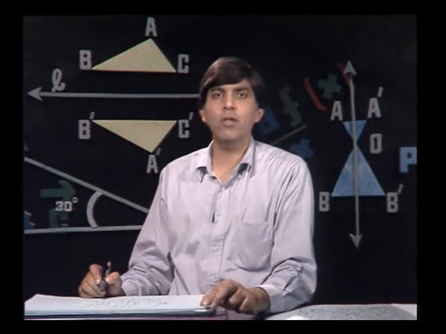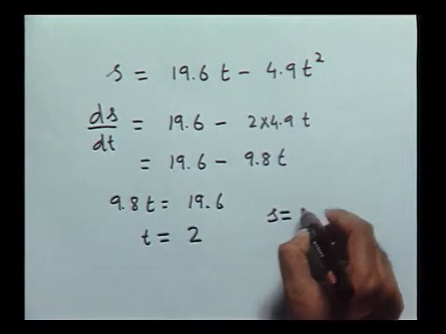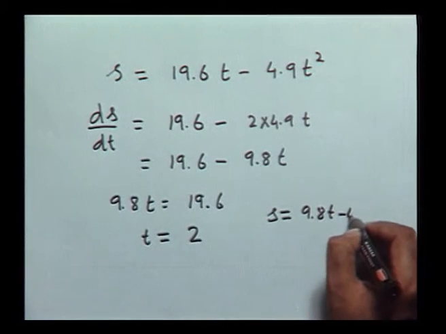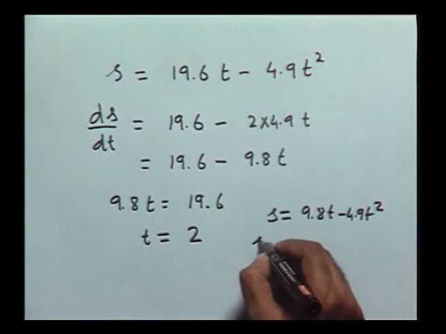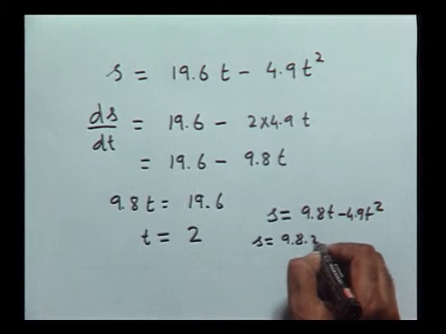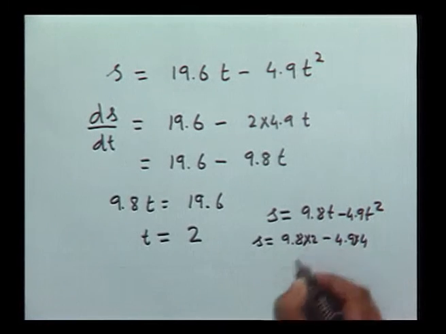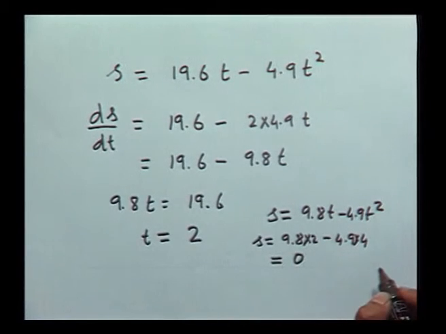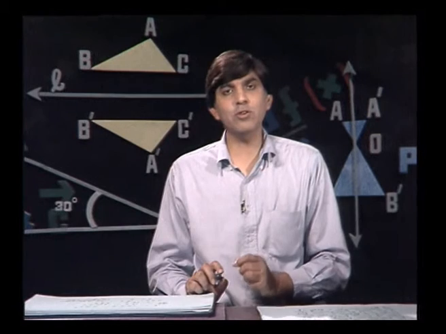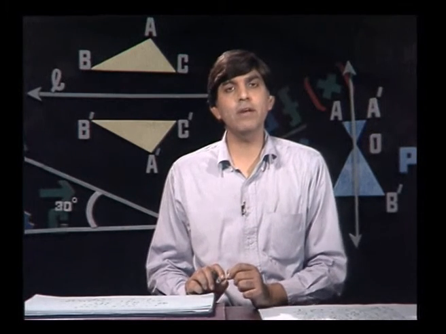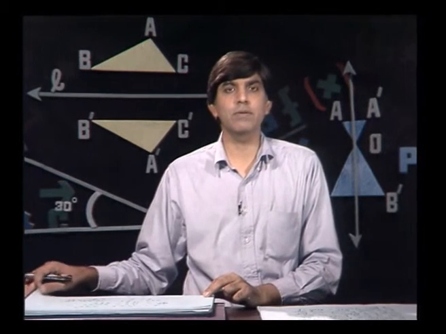What is the expression for the height of the second stone? This is the expression, s equal to 9.8 t minus 4.9 t squared. If you put t equal to 2 over here, you will get s equal to 9.8 into 2 minus 4.9 into 4, and that turns out to be 0. So, the height of the second stone is 0. In other words, the second stone reaches the ground when the first stone has reached maximum height. You found that out by a simple application of derivatives.